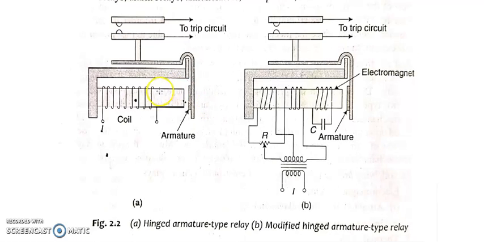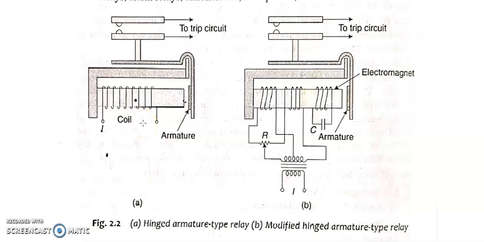Here we have two figures. The first one is the hinged armature type relay. The second one is the modified hinged armature type relay. Let us see why we are going to modify from this to this. If we are going to modify, it means obviously there might be certain disadvantages. So let us first know the principle of working, how it works.